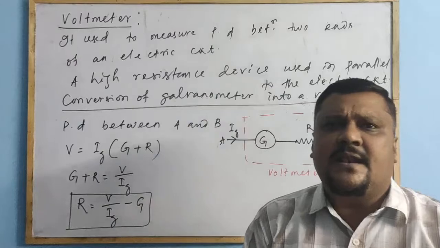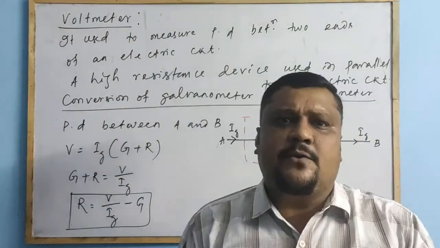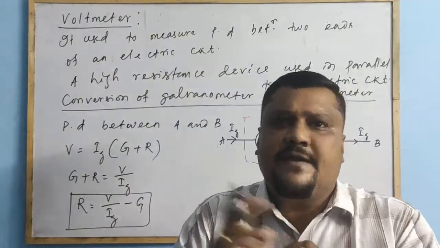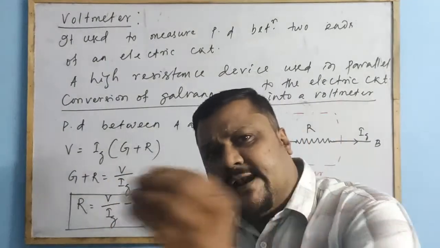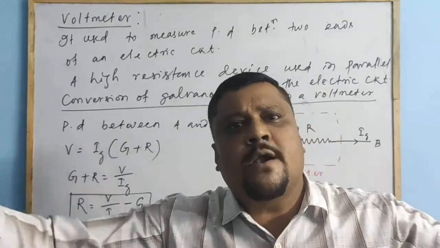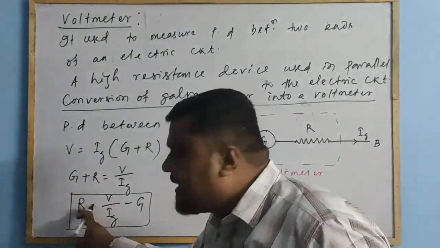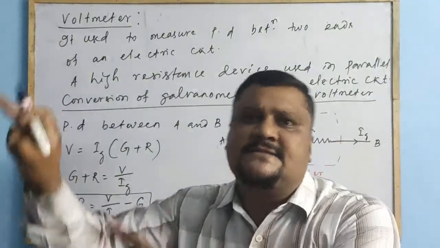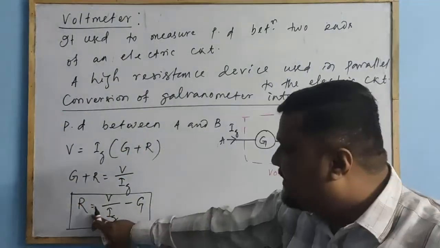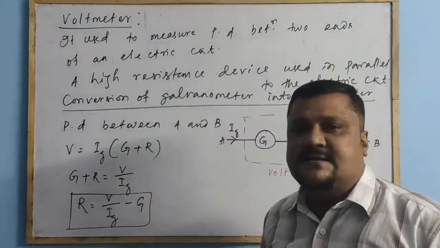As usual, the voltmeter is also different. To measure a potential of 0 to 10 volt, I need a voltmeter of different resistance R connected in series to the galvanometer. If I want to measure a potential difference of 0 to 100 volt, I need a different R connected in series to the galvanometer. So to get a different range, the R value is different, which is determined by this formula.